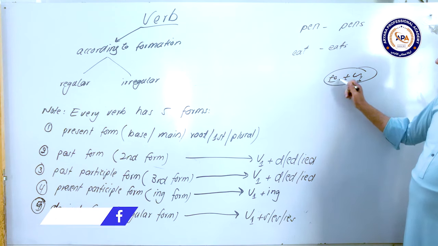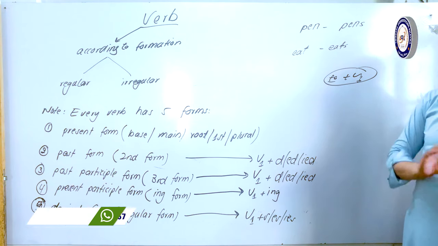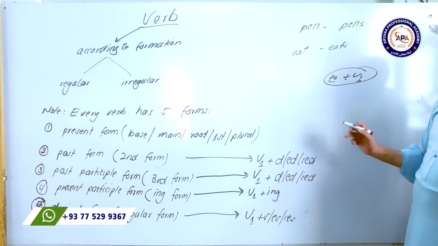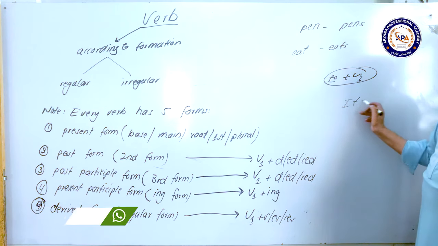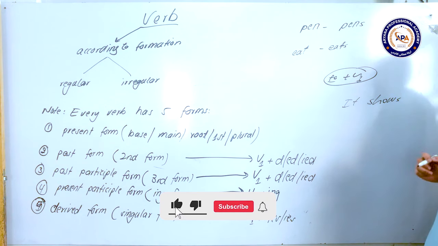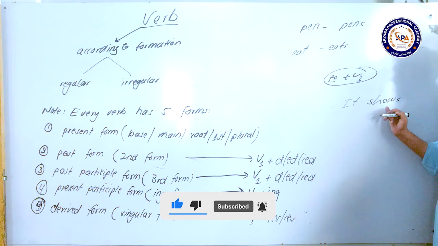When to appears, the base form is used, and to plus the base form is the infinitive. The infinitive is the basic form. Show, yeah, it shows. Our circuit shows. In a sentence with the subject it, in present simple tense, it shows. Since the subject is singular, the verb is also singular. It shows.